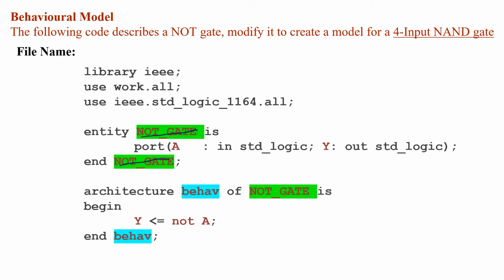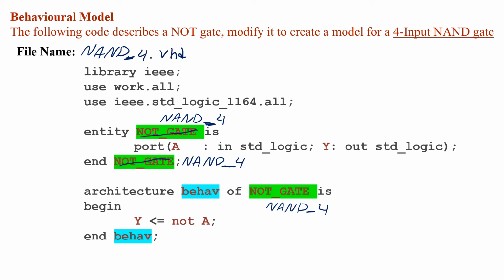So I'm going to call it, for example, NAND_4. I will repeat this wherever it's needed. NAND_4. There shouldn't be a space. Okay. And then once again, NAND_4. This will also be the file name, so I'm going to call it NAND_4.vhd. The language is VHDL, but the file extension is .vhd. So this is the first thing we needed to modify.